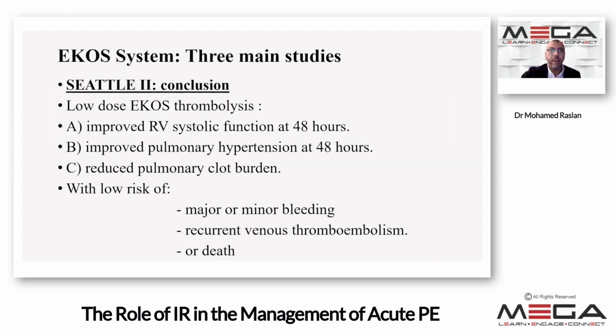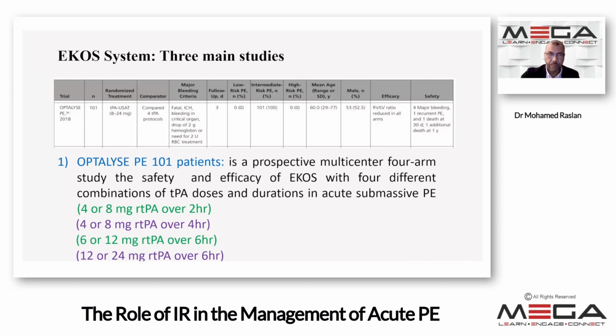And the conclusion of this SEATTLE II was that low-dose EKOS thrombolysis improved right ventricular systolic function at 48 hours, improved the pulmonary hypertension at 48 hours, and reduced the pulmonary clot burden with a low risk of major and minor bleed, recurrent venous thromboembolism, or death.